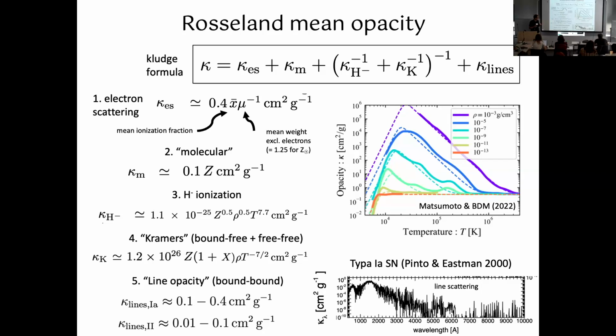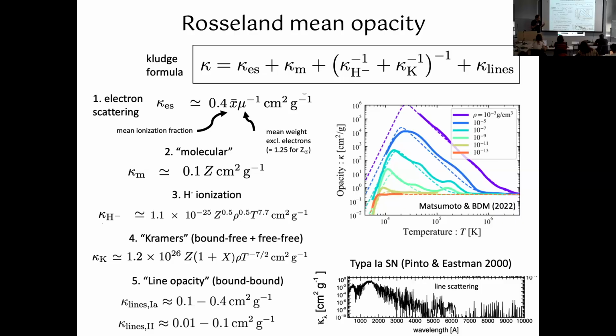And so this line opacity is particularly relevant if you have many lines, which is the case for iron, for example, or lanthanides or actinides when we talk about kilonova. So this is just from Pinto and Eastman. This will be conditions relevant to a type 1a supernova, which is a lot of iron, a lot of nickel, which decays to iron. And you see that there are so many lines that they form an effective continuum opacity in the ultraviolet.